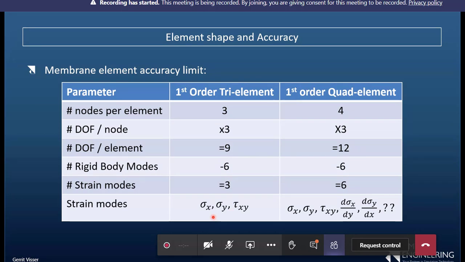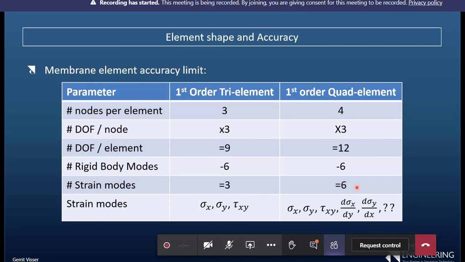If I look at the stresses I can calculate, or the strains for that matter, it's the same. I can calculate a constant stress in the X, a constant stress in the Y, and a constant shear strain. But once I've done this, I don't have any additional info to calculate any gradients. So this is what they refer to when they talk about the constant strain element. That means that element has a constant stress in every direction. X and Y can be different, but the stress anywhere in the X direction on that element is the same as any other location in the X direction.